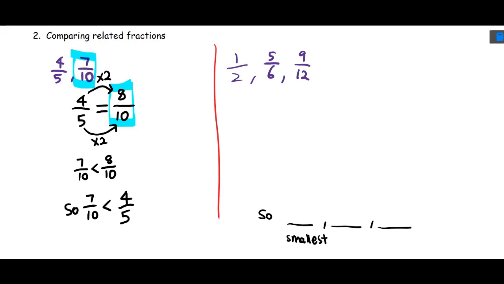Okay, now we have half, 5/6, and 9/12. There are actually two methods to do this question. So we can use the method that we looked at previously, which is comparing with respect to half. We have 5/6, 9/12. Okay. So I can either look at this.